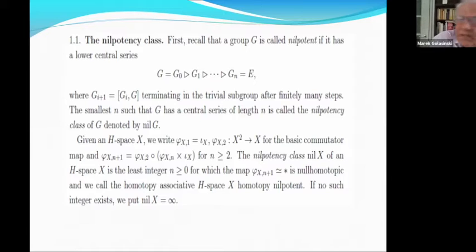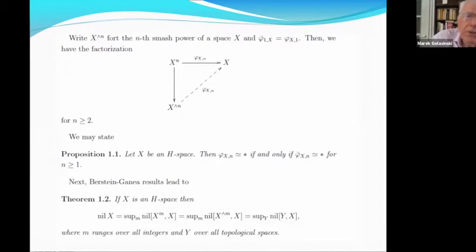And now we can define the nilpotency class of an H space. By definition, it's the least integer n for which this map phi_{n+1} is homotopy trivial. And we call a homotopy associative H space homotopy nilpotent if it happens. If not, then we simply say that the nilpotency of such an H space is infinite. Not like for groups.